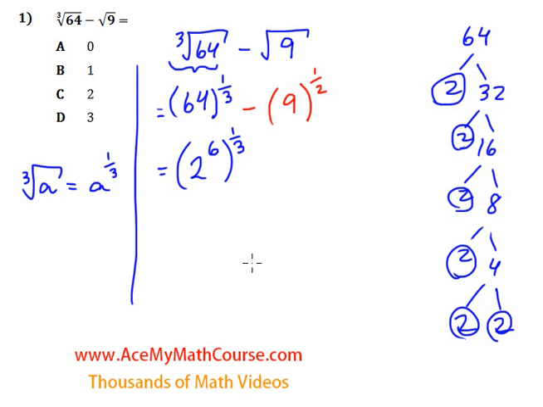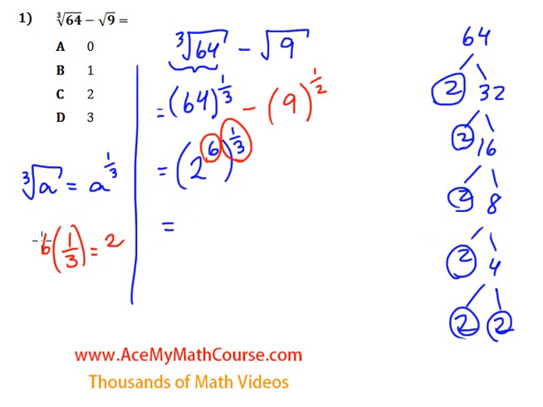Okay, now what can we do with this? Every time that we have an exponent, parentheses, and another exponent here, we can actually just multiply the exponents. 6 times 1/3 is just 2. Why is that?